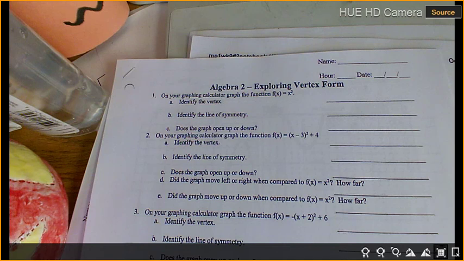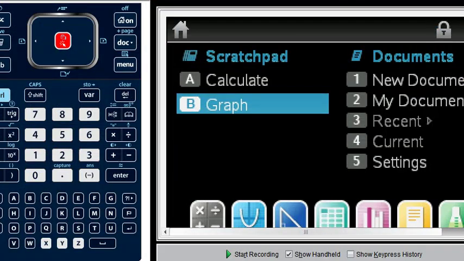I'm going to show you how to do this on your calculator. So, we're going to go right here. Here is what we do for the calculator.